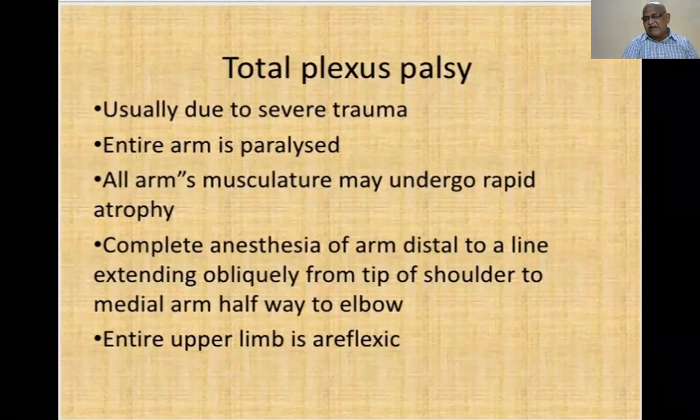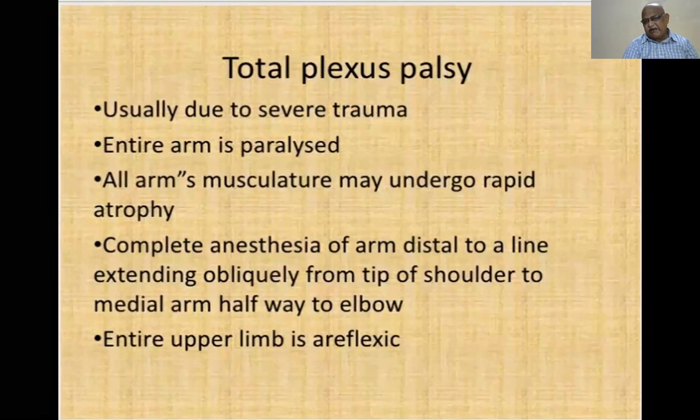In severe road traffic injuries, complete paralysis of the brachial plexus occurs, or in any severe trauma, complete brachial plexus damage occurs. In such a condition, the entire arm is paralyzed. It occurs due to severe trauma. The arm's musculature may undergo rapid atrophy. There is complete anesthesia of the arm distal to a line extending obliquely from the tip of the shoulder to the mid of the arm. The entire upper limb is areflexic.